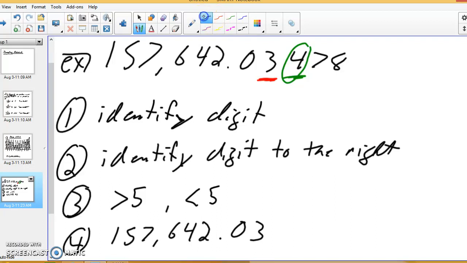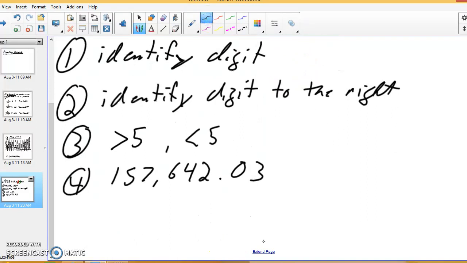So again, if we were trying to round it to the nearest hundredth, first thing you would do is identify the hundredth digit, then identify the digit to the right, which in this case is 4. If it is greater than 5, we bump the number up. If it is less than 5, we leave the number the same. 4 is less than 5, so we will leave this digit the same and write it out as is.